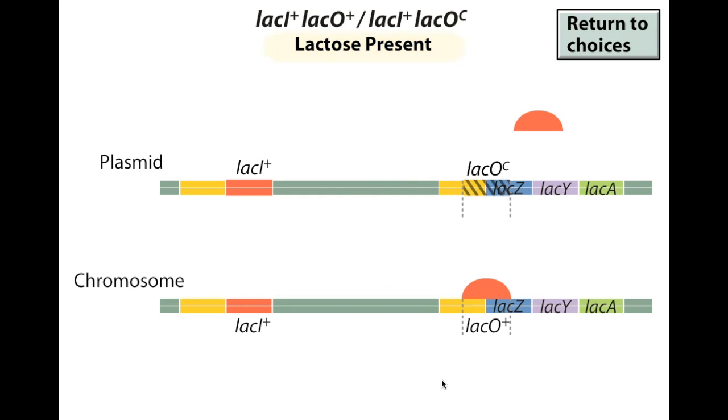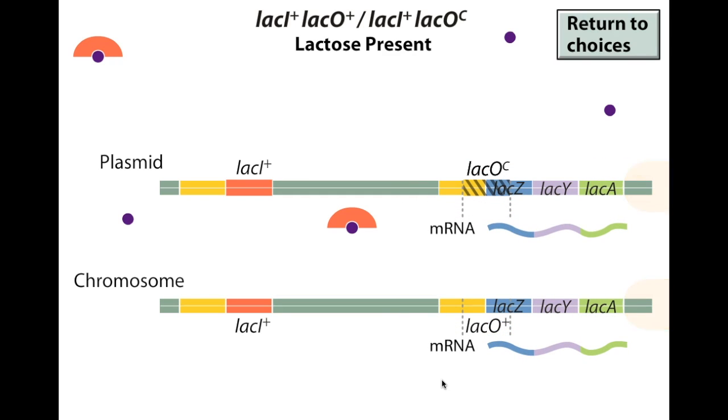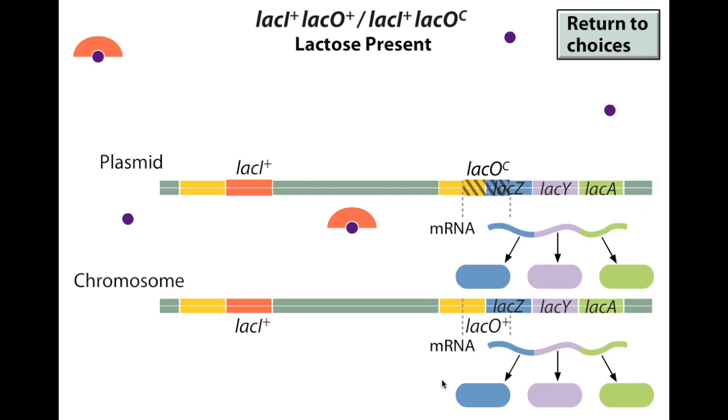In the presence of lactose, allolactose molecules bind to the active repressor proteins. As a result of this allosteric inhibition, the repressor proteins can no longer bind to the wild-type operator. Now both operons are available for transcription. RNA polymerase transcribes the structural genes. The mRNAs are then translated into the enzymes necessary for metabolizing lactose.